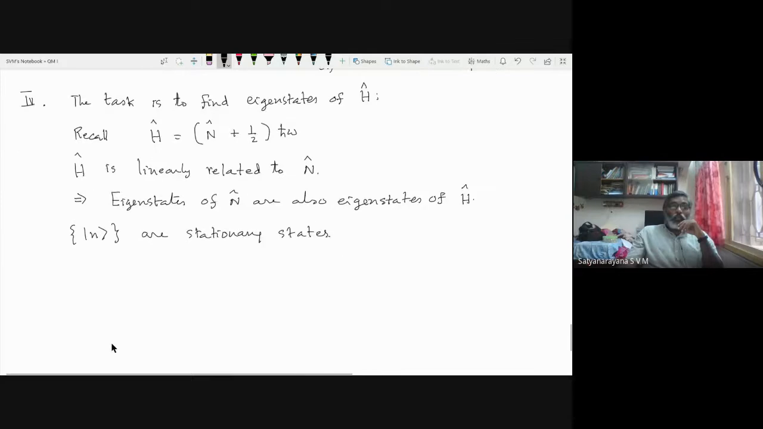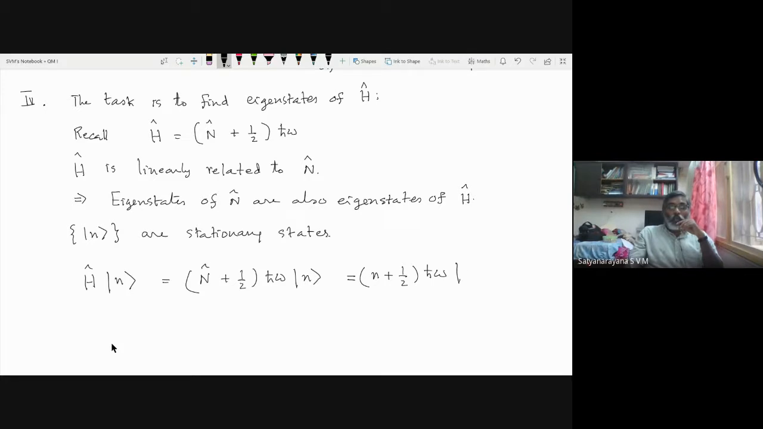So what is the energy? What happens if you operate H on N? That is equal to N plus half into h cross omega operating on N. So N operating on N will give you small n, and this is an identity which will leave it as it is. So you have n plus half into h cross omega acting on n. So what is this quantity? This quantity is our E n. So we get this more easily in this case compared to all that truncating the series that we have done yesterday.